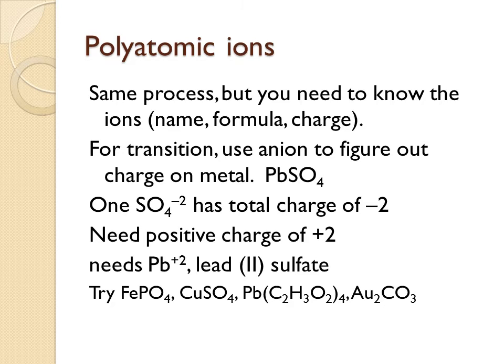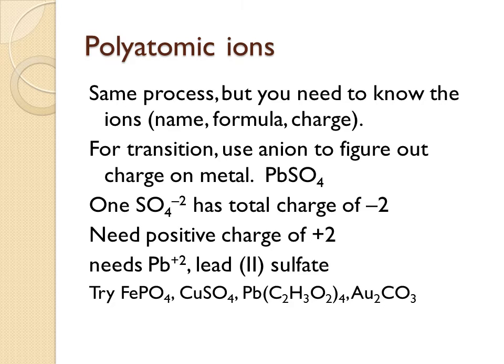So we're going to go ahead and do the same thing using the anion to figure out what charge we have on the transition element. So this PbSO4. SO4 is a sulfate ion. It has a -2 charge. And so we can figure out that we need a positive charge of +2. So that means our one lead atom must have a +2 charge. We have Pb +2, and the name of that compound would be lead 2 sulfate.